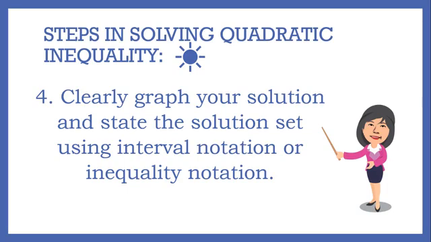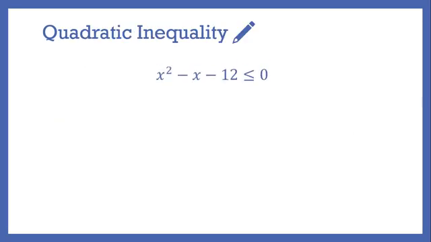Let us have this example. Let us solve the quadratic inequality x squared minus x minus 12 is less than or equal to 0. To solve this means to find all the values of x that would satisfy this inequality. First, we will solve this by hand, and then we will also show how you can solve this graphically.